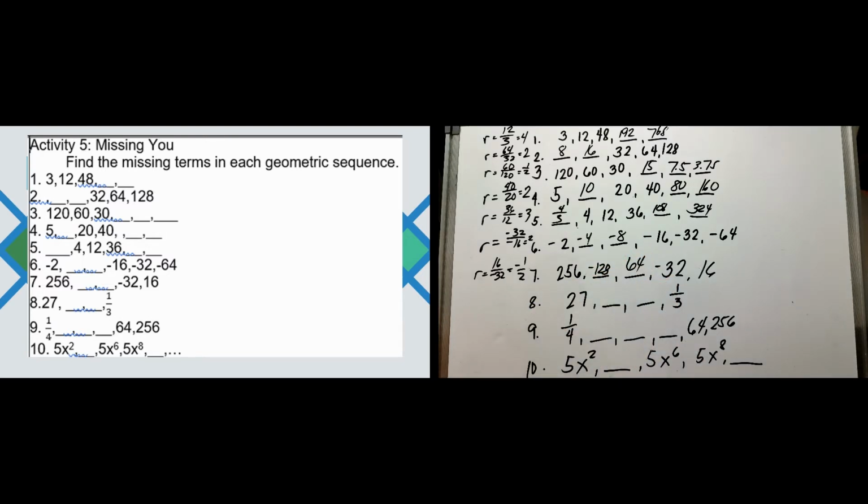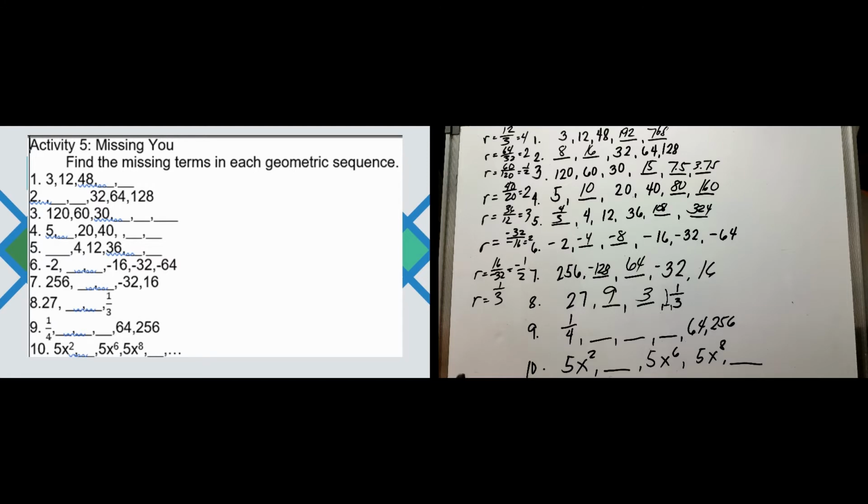So, number 8, obviously your common ratio in here is 1/3. So, 27 divided by 3, 9. Divided by 3, 3. Divided by 3 is 1. In here, we still need to have 1 to insert, for us to have 1/3. Okay.